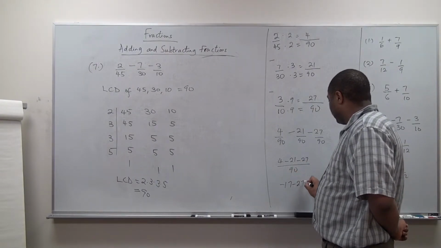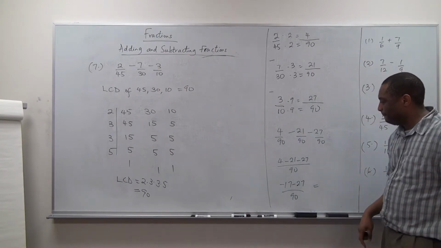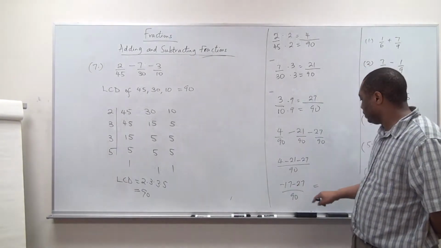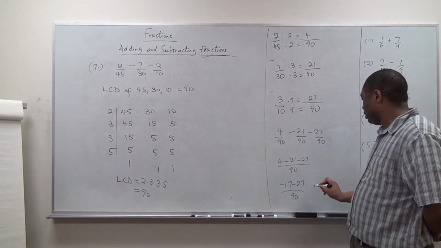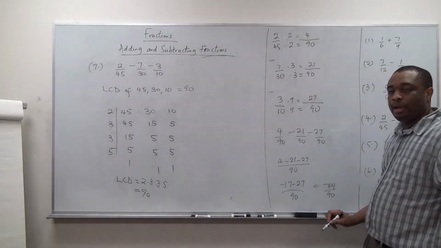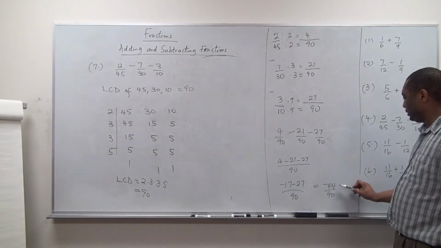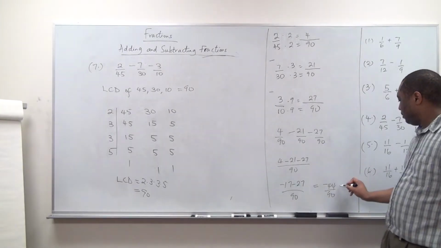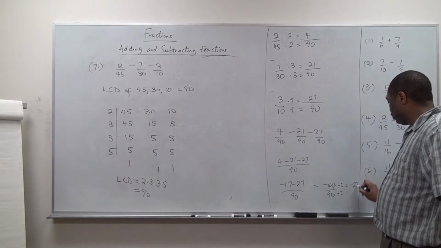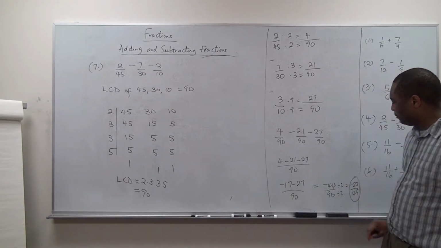17 minus 27 over 90, right? And this will give us, what is it going to give us? You owe. So this will give us negative what? 44 over 90. And you have negative 44 over 90. You have to simplify this. You've got to simplify it. You divide by 2, divide by 2. This will give you negative 22 over 45. Negative 22 over 45.